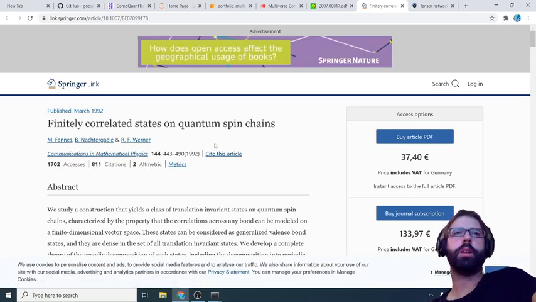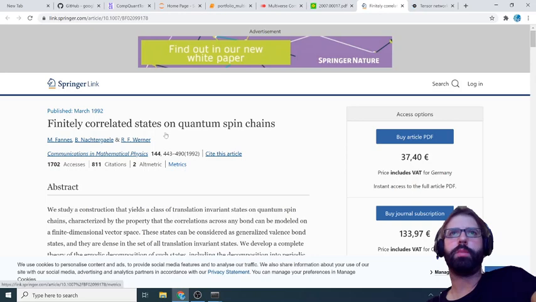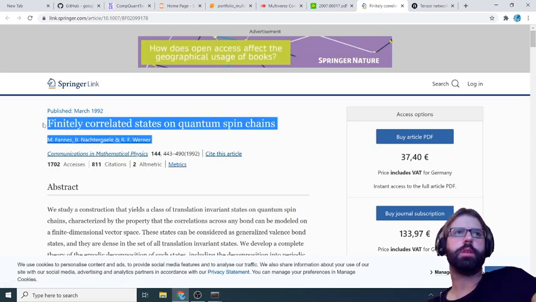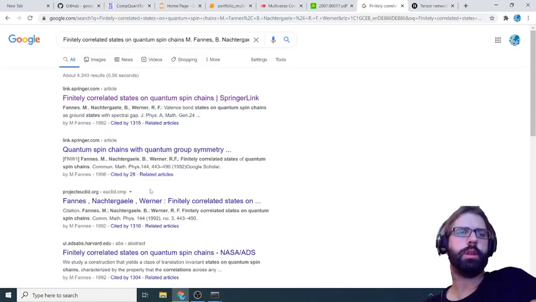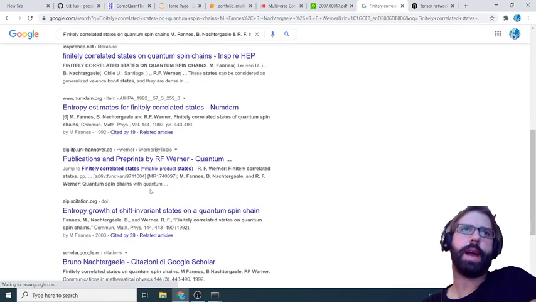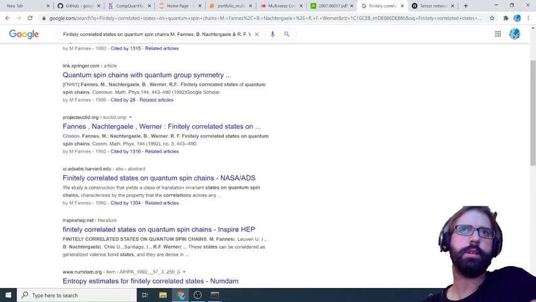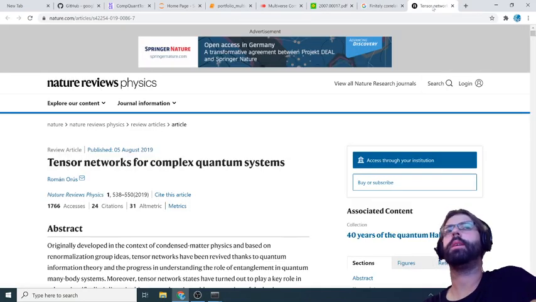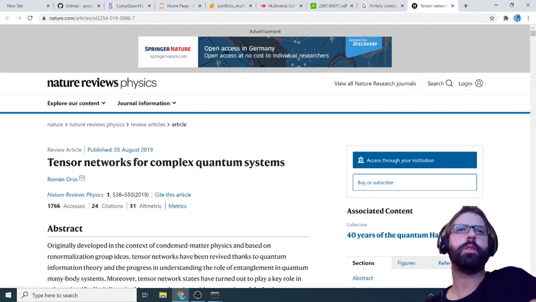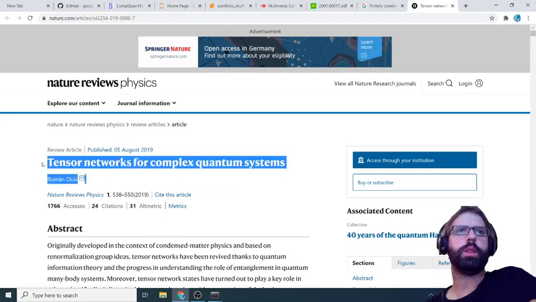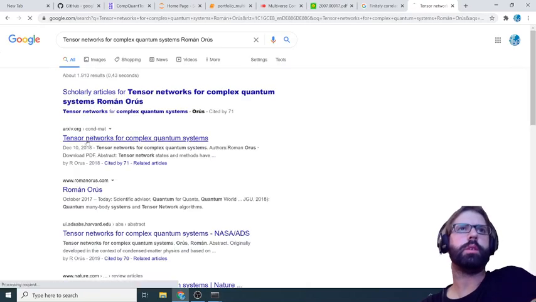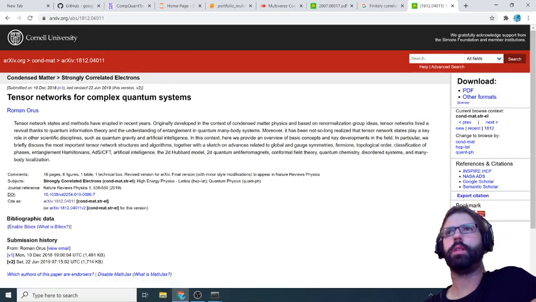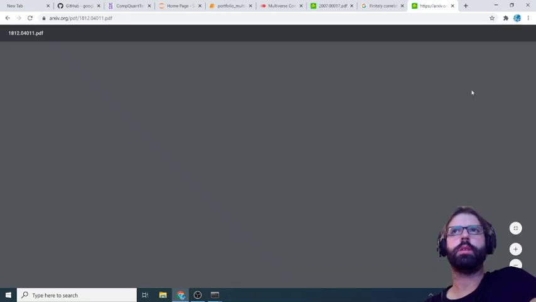Finitely correlated states on quantum spin chains. Can I find this somewhere where I can actually read it and not pay for it? Because that would be bad. Tensor networks and complex quantum systems. I think this one should be available on the arXiv. Yeah. I think I've seen this before.